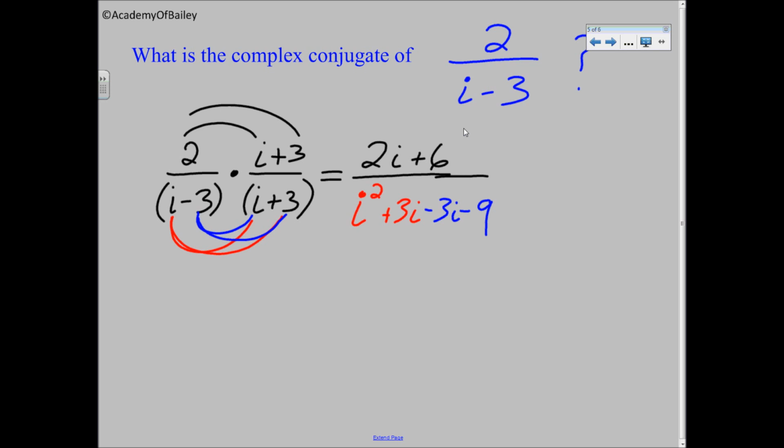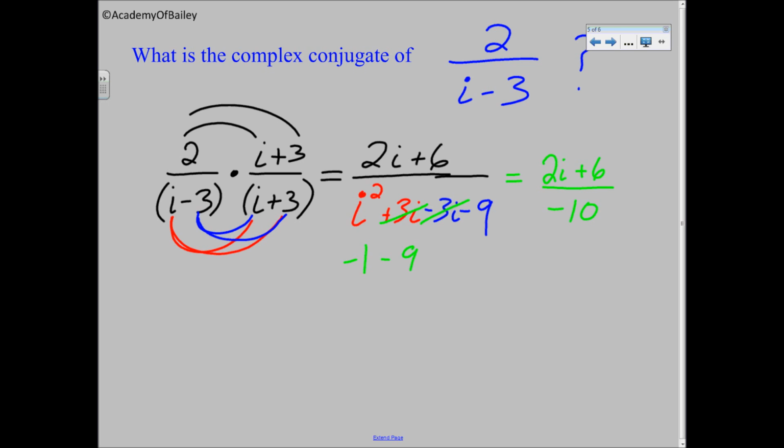So now, what I would like to do is combine like terms on the bottom. 3i and negative 3i make 0i, which is just 0. i squared is equal to negative 1. Go back and check your notes. And then we drop down negative 9. What is negative 1 minus 9? I believe it's negative 10. And then we have 2i plus 6 on top.